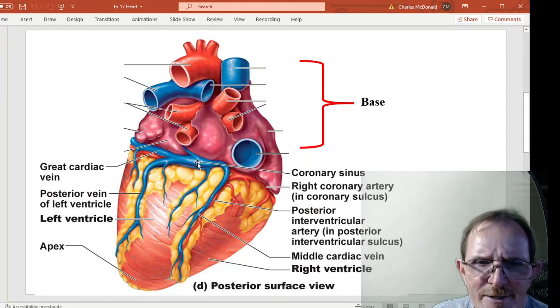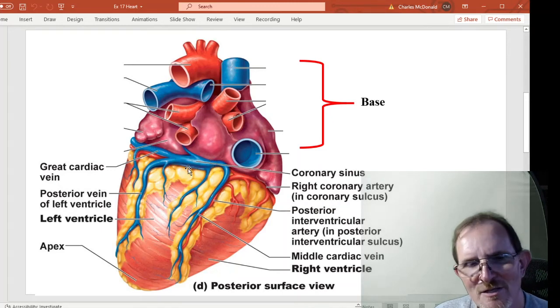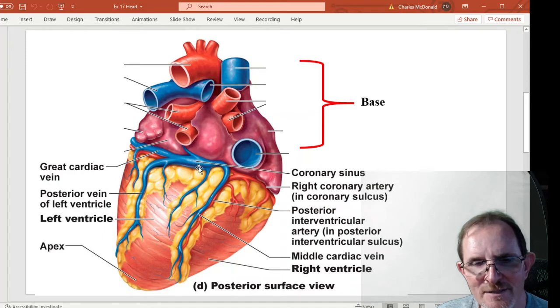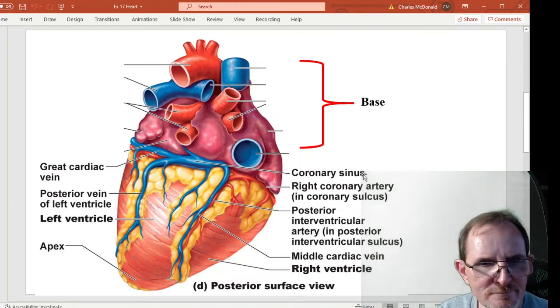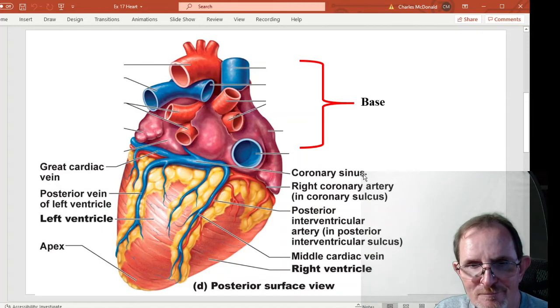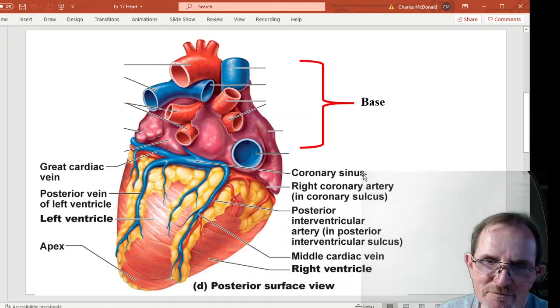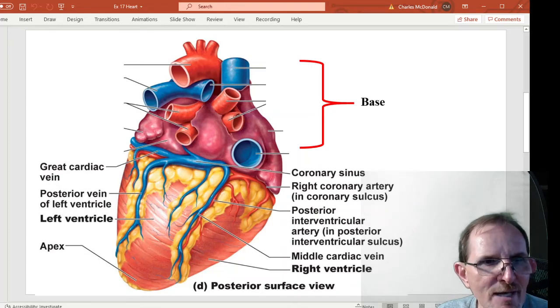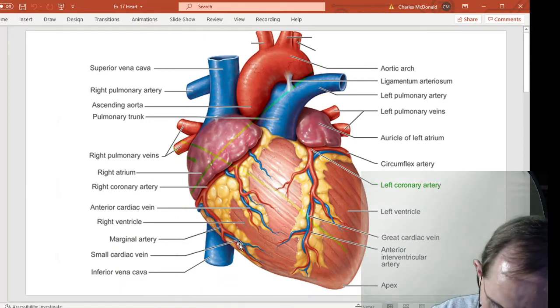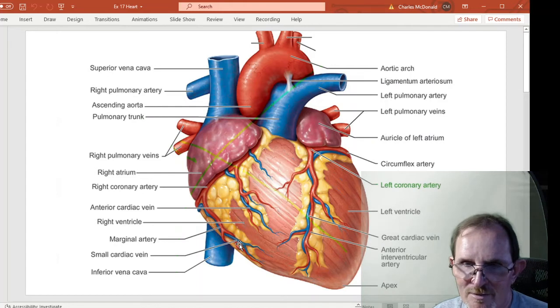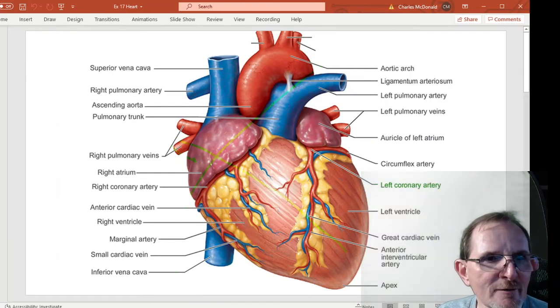Here, the great cardiac vein bulges out and becomes an area called the coronary sinus. This is a place for the blood to drain in order to get it back to the heart. This is the deoxygenated blood from the heart itself. And I missed one, guys. The small cardiac vein right here with the marginal artery is on your lab list.